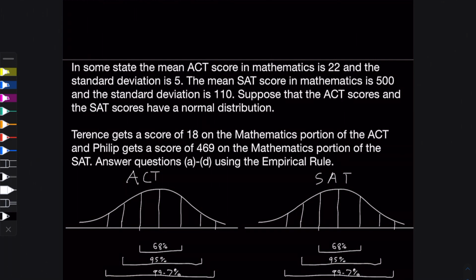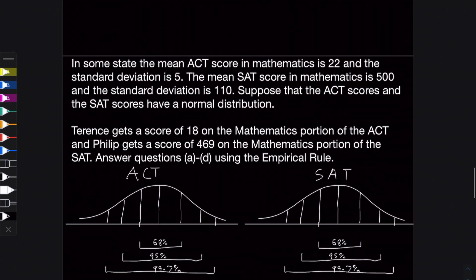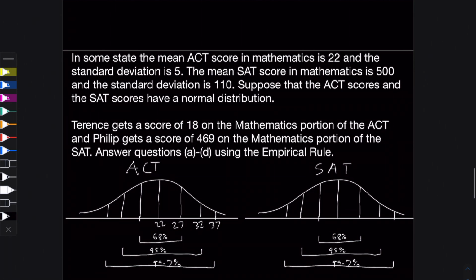And so it says, in some state, the mean ACT score in mathematics is 22, and the standard deviation is 5. And so if you remember, we would put our mean score here in the middle. So we're going to be working on this left graph for the ACT. So the mean is always in the middle, and then the standard deviation is 5. So in order to go one standard deviation to the right, we would add 5. So this turns into 27. Then we would add 5 again to 32, and then we would add 5 again to 37. And now I know the max ACT score you can get on anything is a 36, but that doesn't matter for this problem. We're just going to look at the numbers as they come out.